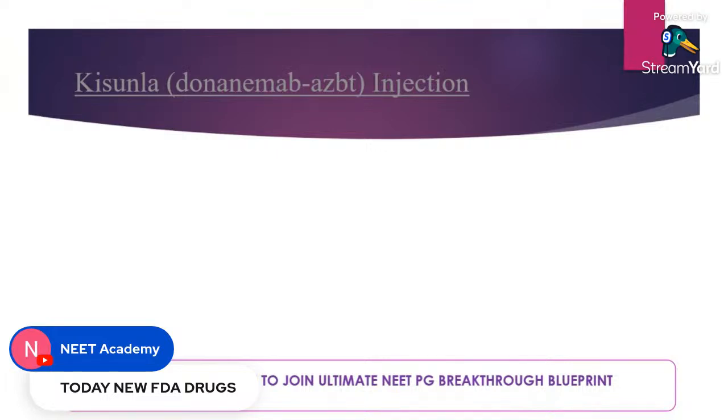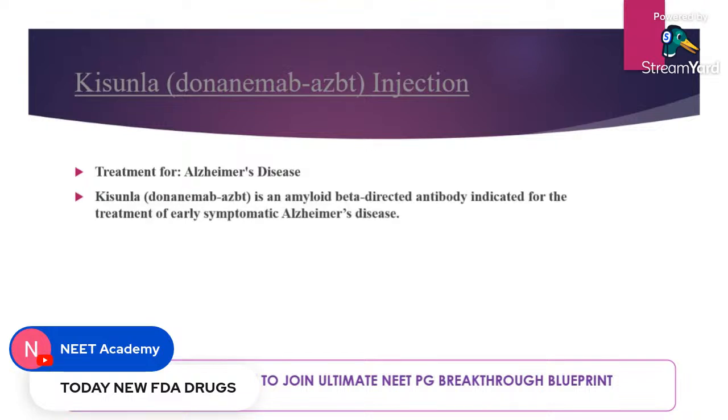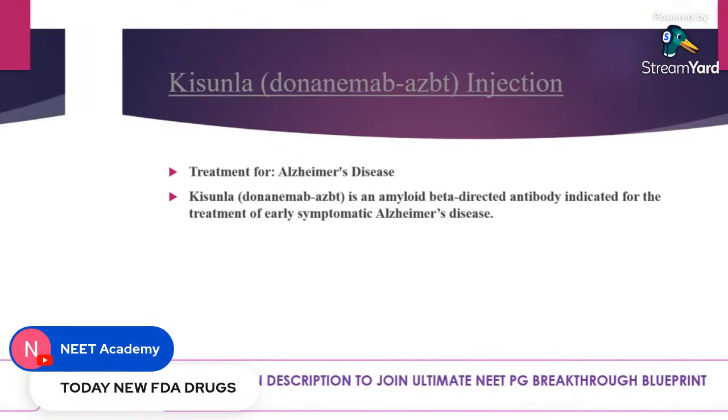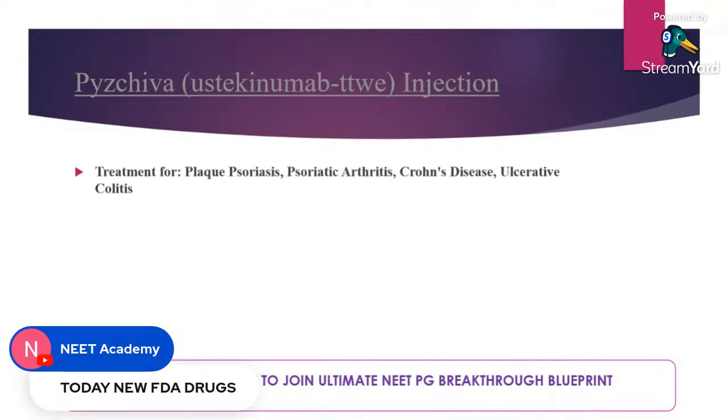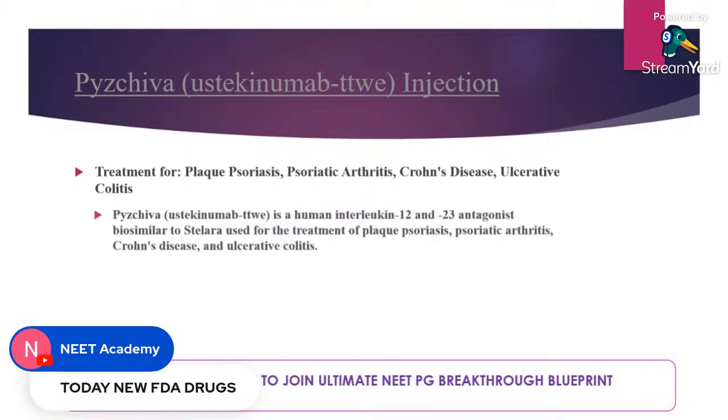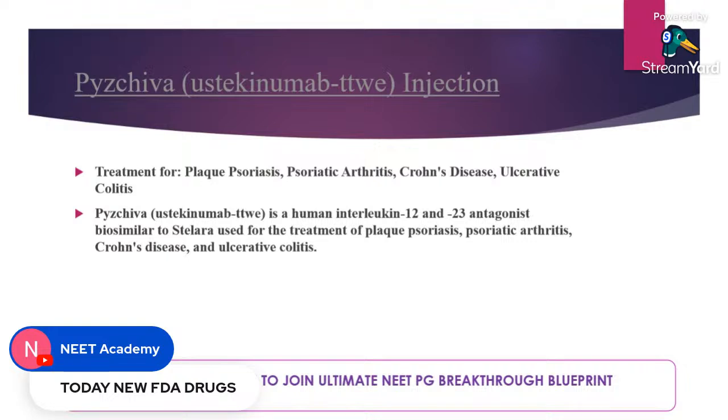Kisunla. Kisunla is donanemab injection. It is used for treatment of Alzheimer's disease. Kisunla, donanemab-azbt, is an amyloid beta-directed antibody indicated for the treatment of early symptomatic Alzheimer's disease. Pyzchiva injection is for treatment of plaque psoriasis, psoriatic arthritis, Crohn's disease, ulcerative colitis. It is a human interleukin 12 and 23 antagonist biosimilar to Stelara.